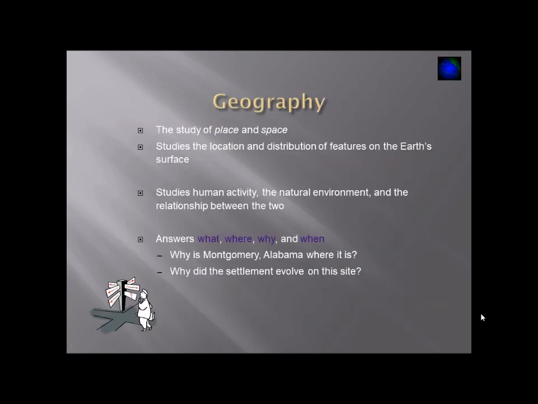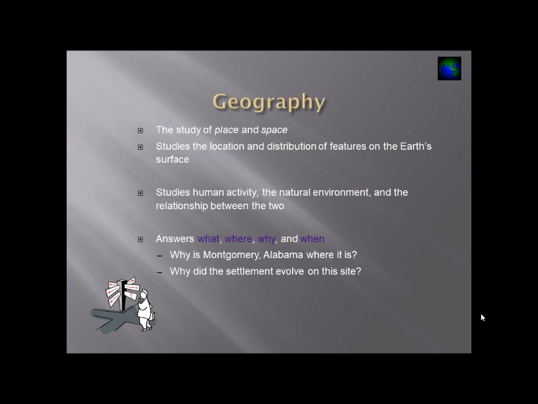Geography is a study of place and space. It studies the location and distribution of features on the Earth's surface, as well as human activity, the natural environment, and the relationship between the two. There is a strong correlation between human activity and our physical environment. There's actually no place on the planet where humans have not touched.